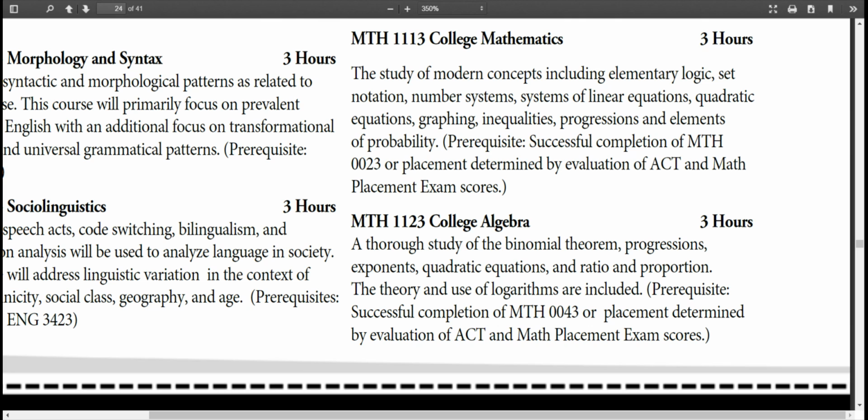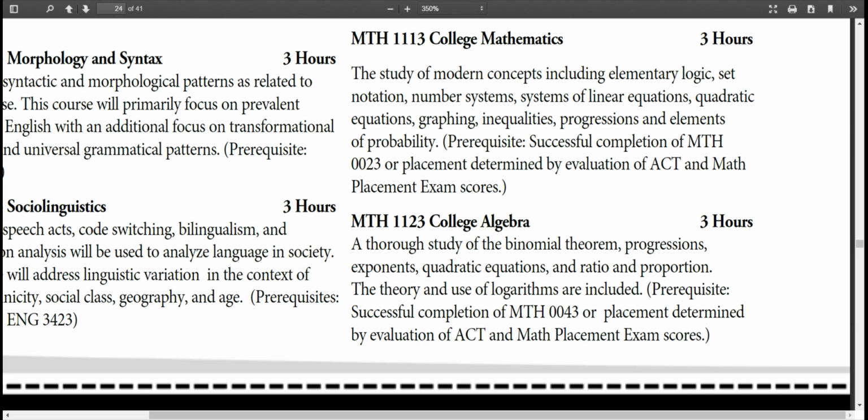So it studies logic, set notation, number systems, linear equations, graphing the lines and stuff like that, finding the slope and the y-intercept of things. Quadratic equations are in there. With the graphing of inequalities, this is greater than or equal to that: 2 is greater than or equal to x, which is less than or equal to 4 or negative 4.